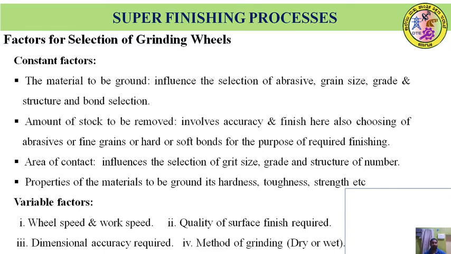Influence the selection. Properties of the materials such as hardness, toughness and strength, etc. will affect the selection of grinding wheel. Variable factors include wheel speed and work speed, quality and surface finish required, dimensional accuracy required, and method of grinding.